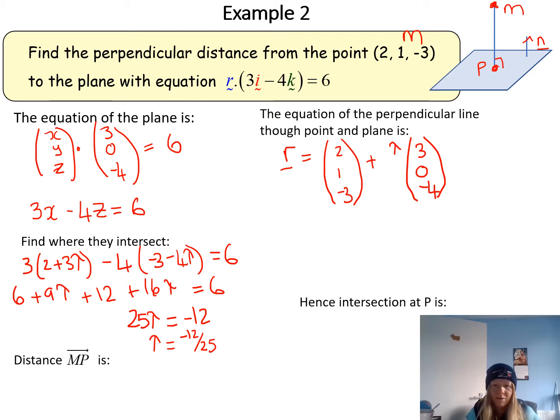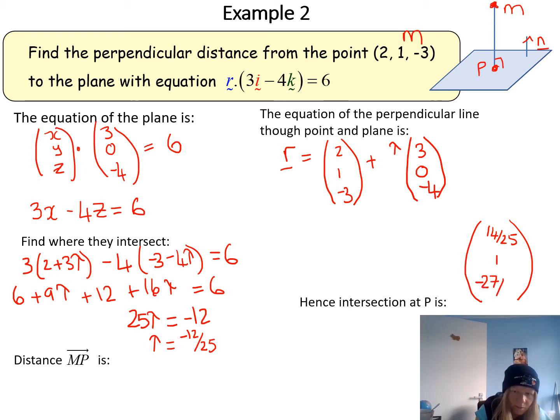Okay. Right, we're trying to find this actual point P, where the line hits the plane. We know that that's when lambda is that. So just put lambda into there. So we've got R equals 2 plus minus 12 over 25 times 3. And you end up getting nasty fractions. 14 over 25, I think. Check my maths, please. 1 and minus 27 over 25. Now we just have to find the distance between that point and the end point with a bit of Pythagoras' help.